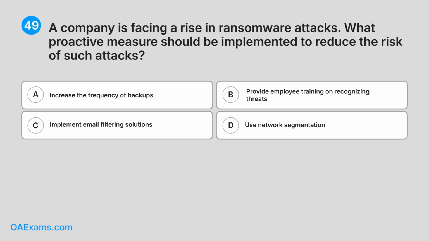49. A company is facing a rise in ransomware attacks. What proactive measures should be implemented to reduce the risk of such attacks? A. Increase the frequency of backups. B. Provide employee training on recognizing threats. C. Implement email filtering solutions. D. Use network segmentation. What do you think is the answer?